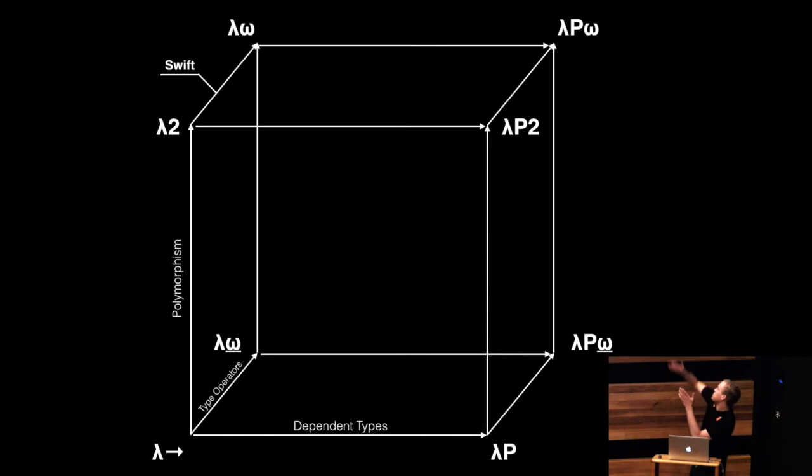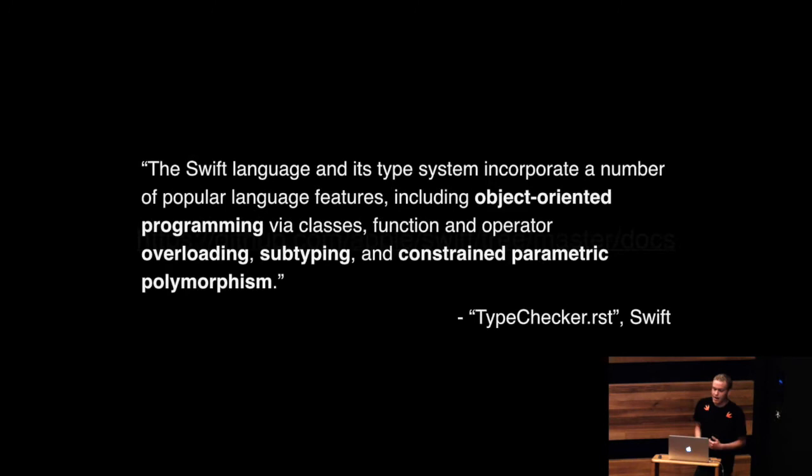We're not even all the way over to lambda omega over there. We have, you know, we have nice features in our type system, but we're not state-of-the-art, shall we say. So one way to learn about where we are and to put this thing into context is to visit this URL and to read the documentation, specifically the documentation called typechecker.rst.